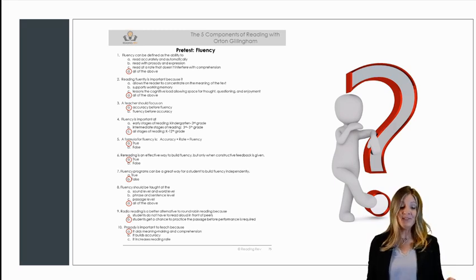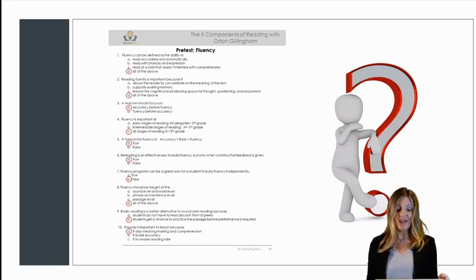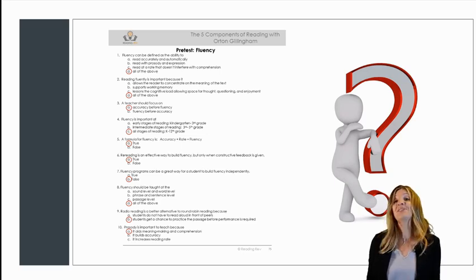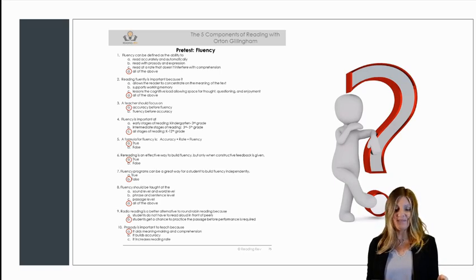Number 1, fluency can be defined as the ability to read accurately and automatically with prosody and expression at a rate that doesn't interfere with comprehension. The answer is D, all of the above. Number 2, reading fluently is important because A, it allows the reader to concentrate on meaning of the text. It supports working memory. It lessens the cognitive load, allowing space for thought, questioning, and enjoyment. The answer is D, all of the above.